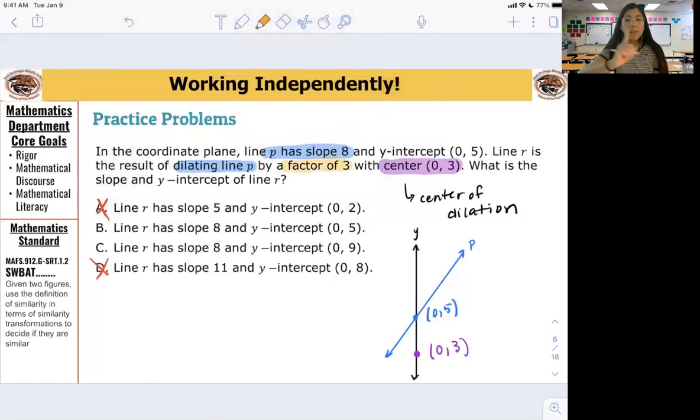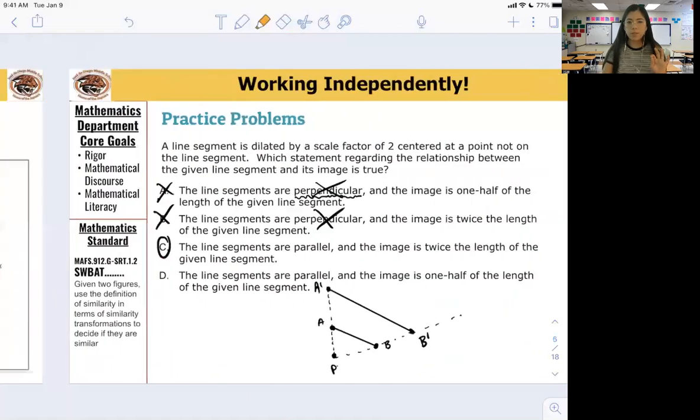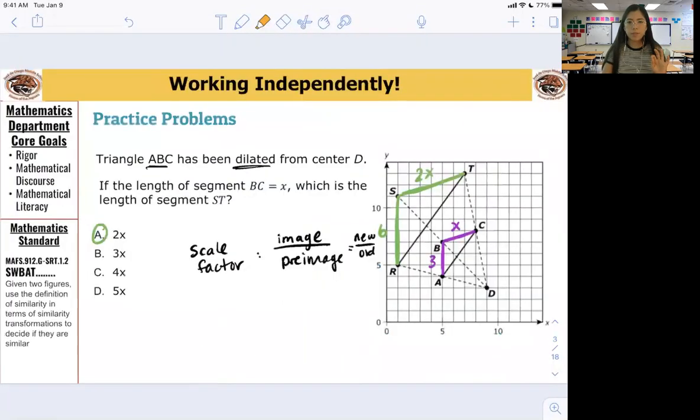So remember what scale factor means. The scale factor is not just how much bigger the shape is going to become, but also how much farther away from the center it is. So let me actually back up. Let me show an example. There was a good one here.